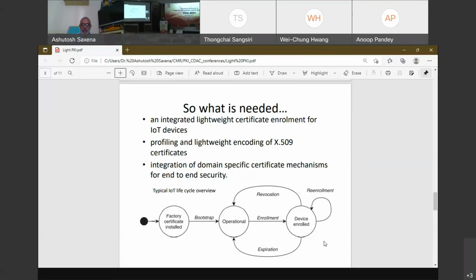Second thing is that profiling the lightweight encoding of the X509 V3 provides you ample fields and subfields, as we have seen in the previous talk, how many fields are there and how many can be utilized. I don't think that even today, in my last 20 years of little experience working in PKI, I have had an opportunity to use all those fields.